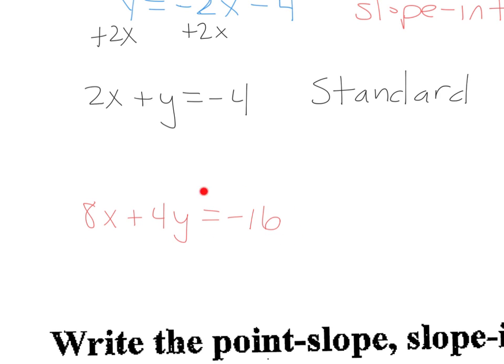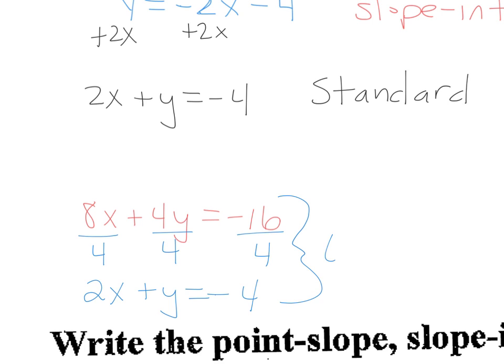So if you can divide all three parts by a number, then they expect you to do that. So you would divide all these by 4 and get 2x plus y equals -4. Now, like I said, this is not going to happen very much. So this is the GCF, okay, is 1.